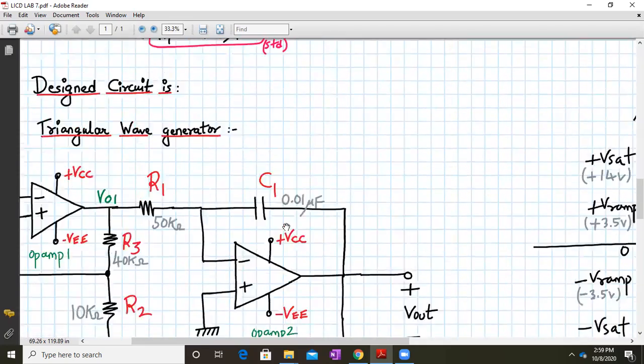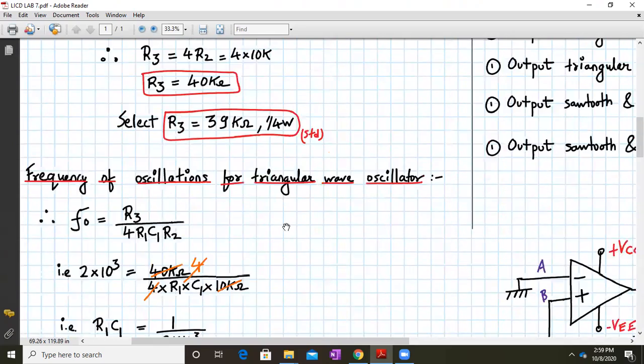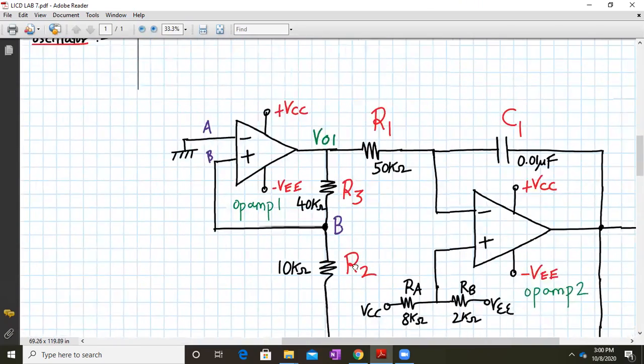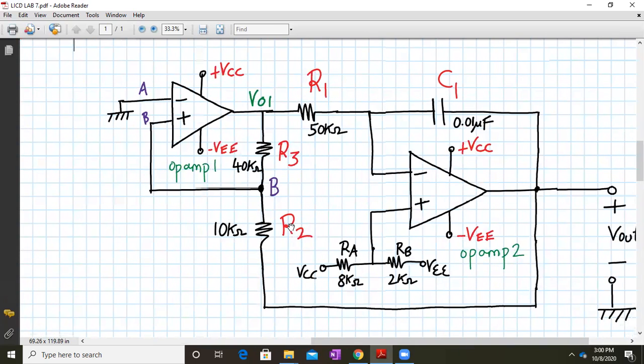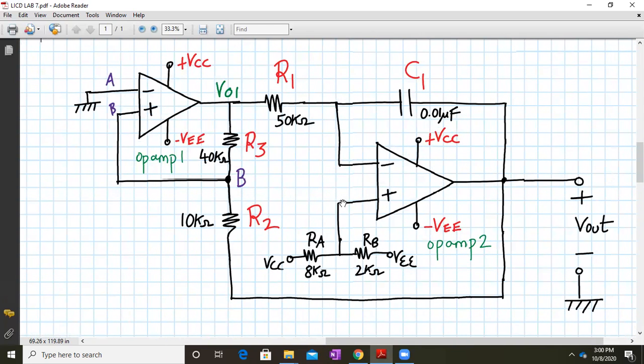Now for the second half, we need to do some slight modifications in the triangular and square wave generator to convert it into a sawtooth waveform and rectangular wave generator. In this op-amp earlier, the non-inverting terminal was connected to the ground. Over here, you can connect it with a resistor RA and resistor RB, splitting it into two parts. Here you can connect the VCC and VEE supply. For the first case, you consider RA to be greater than RB. And for the second case, you can consider the other way around.